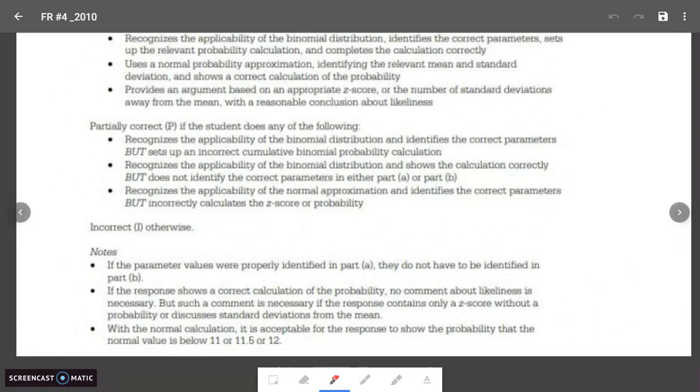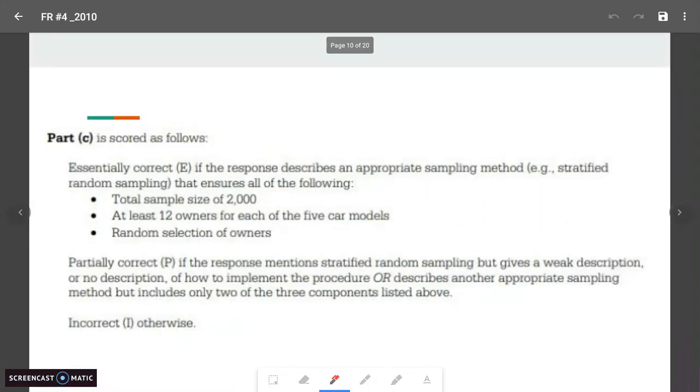And then there were some notes down here as well that you can look through just to see if any of those mistakes correlated to something you did, but they just kept some things there for the graders. While Part C, we talked about it, it had 3 big things to be essential. So total sample size of 2,000, at least 12 owners for each of the 5 car models, and random. So if you had all 3, you would have gotten an E. If you have 2 out of the 3, you'll get a partial, and if you only have 1 or none, you would have gotten an I.